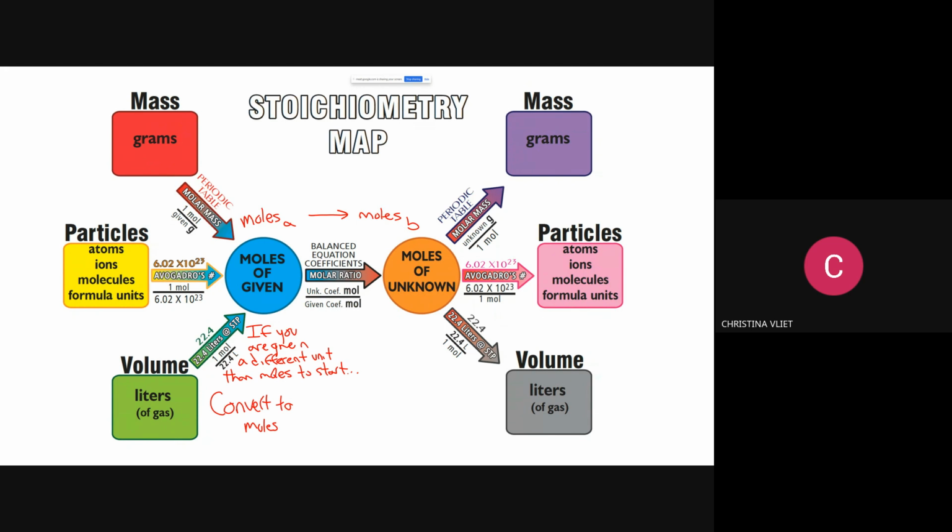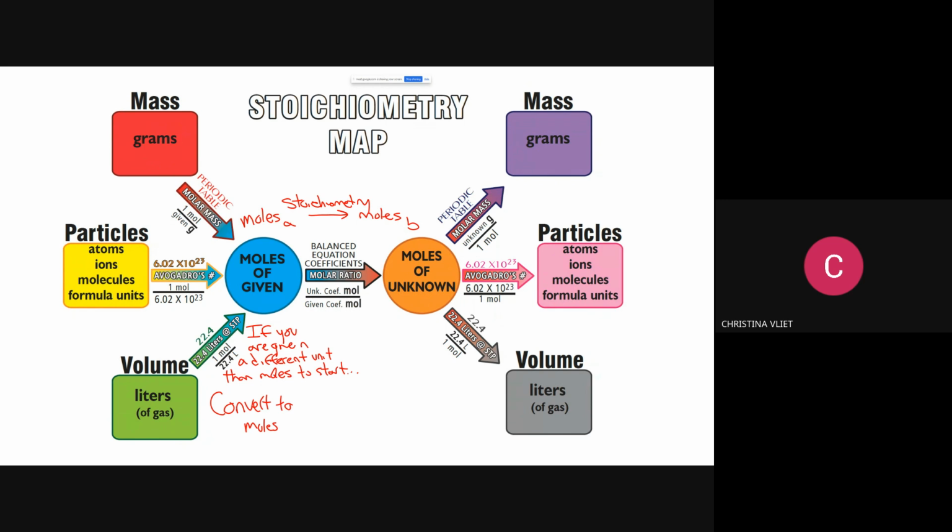Then once you have moles of your given substance, you can convert to moles of your asked for substance, and that's what we call stoichiometry, going from moles of A to moles of B. That's the bridge to get from the thing you start with to what you're looking for. So whenever you're switching substances, you use stoichiometry to do that.